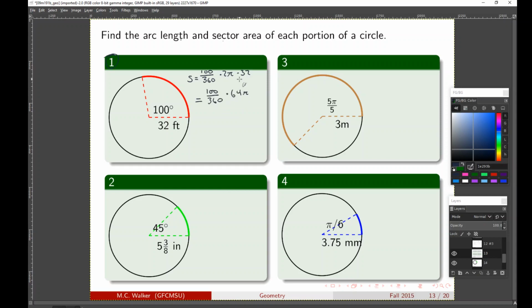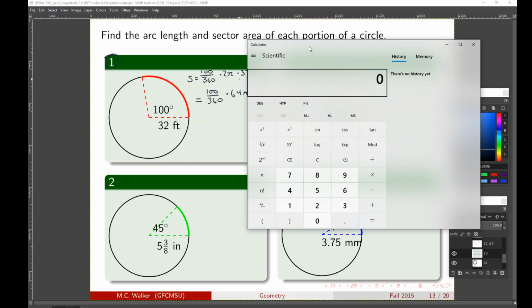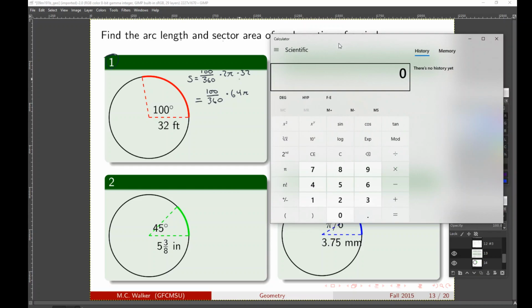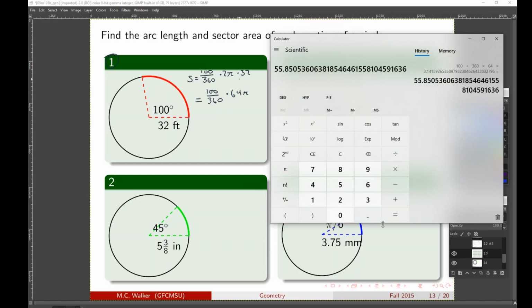And you know what we can do? We can get a calculator. And we don't need a fancy calculator for this. This is a calculator that just comes installed in Windows, and it's got a key for pi, so we can use that. 100 divided by 360 times 64 pi gets us our answer, 55.85.